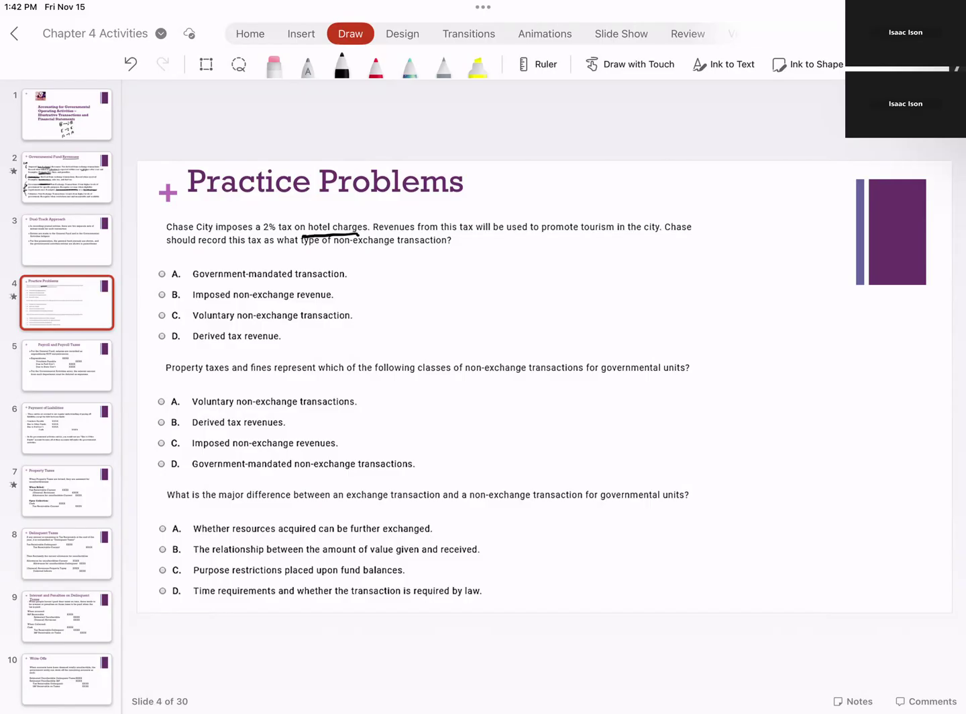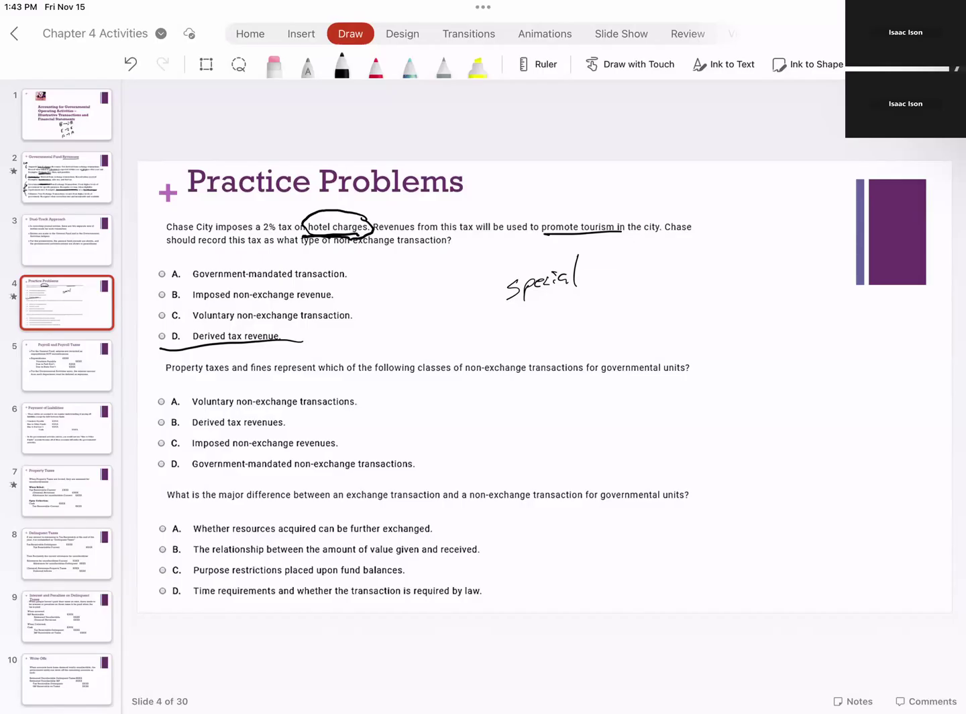Chase should record this tax as what type of non-exchange transaction? Okay, so because there's this underlying thing, people are staying at the hotels, therefore it would be derived. And then also another important point, it doesn't ask this, but this would be accounted for in the special revenue fund, right? Because it's a revenue specifically to promote tourism in the city.